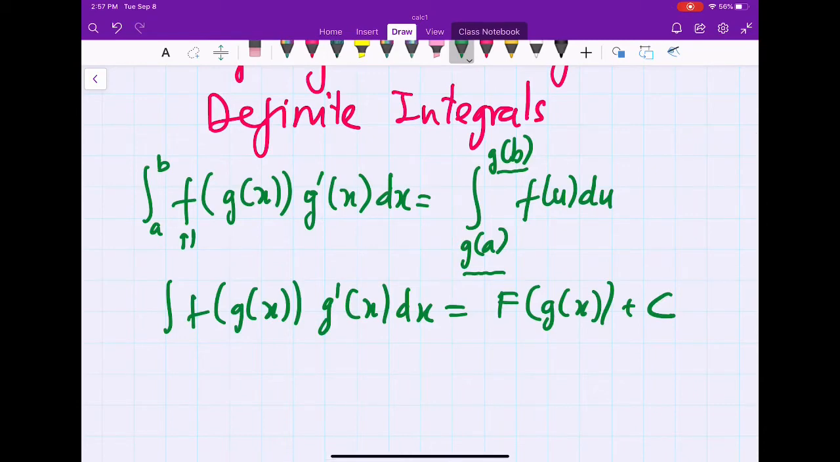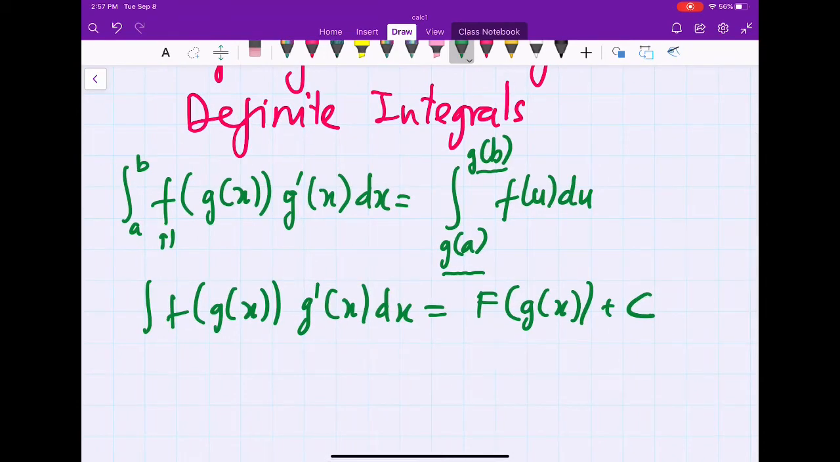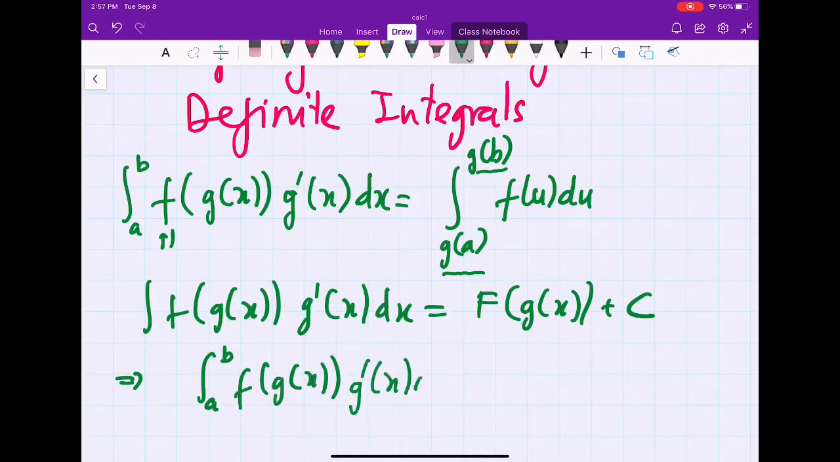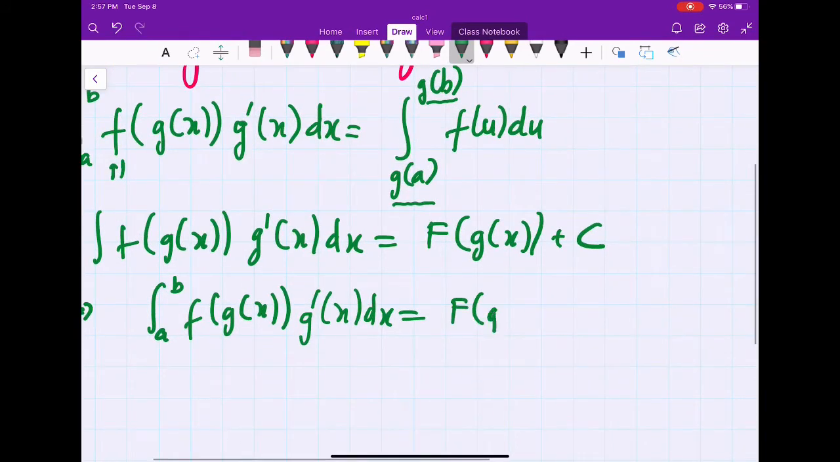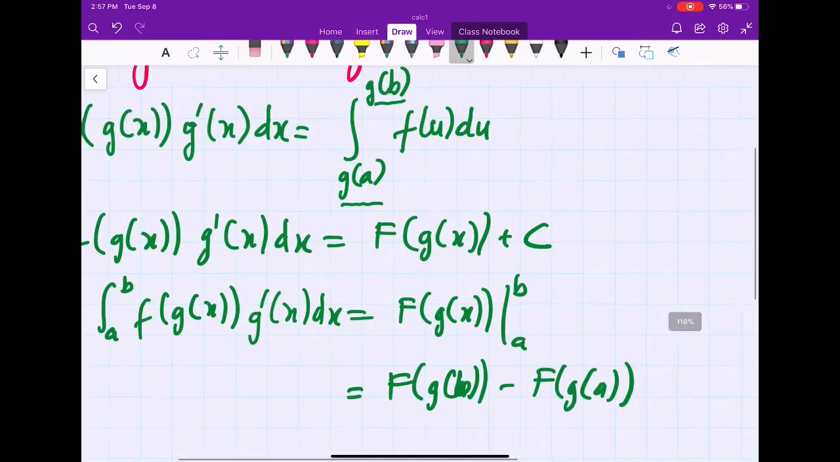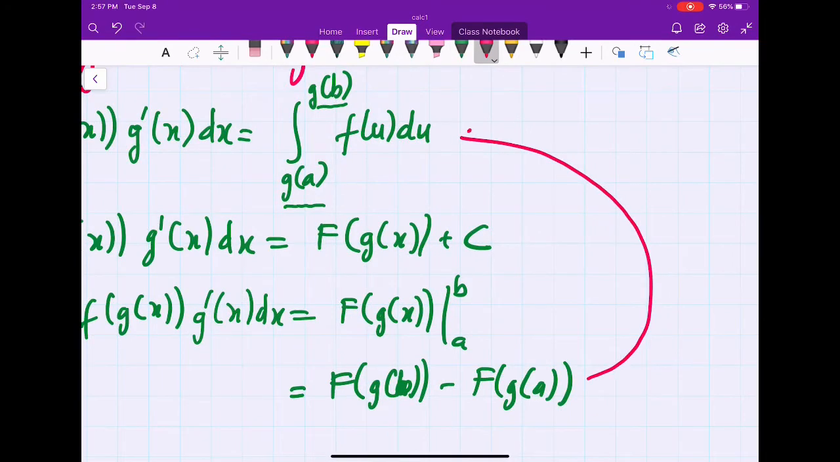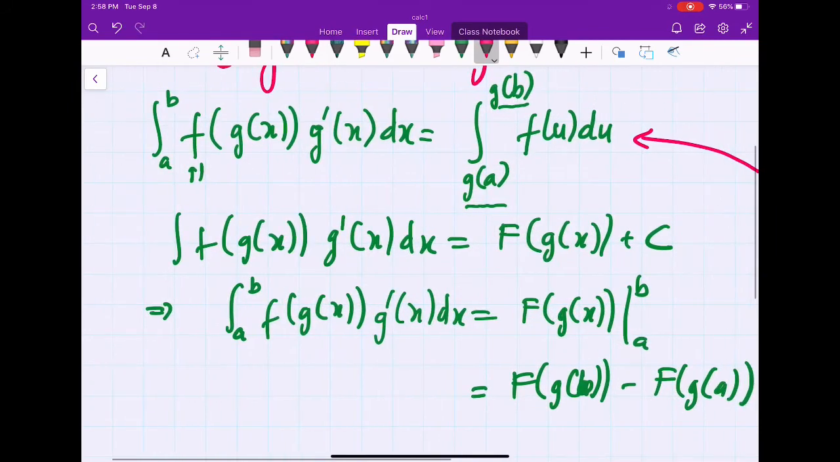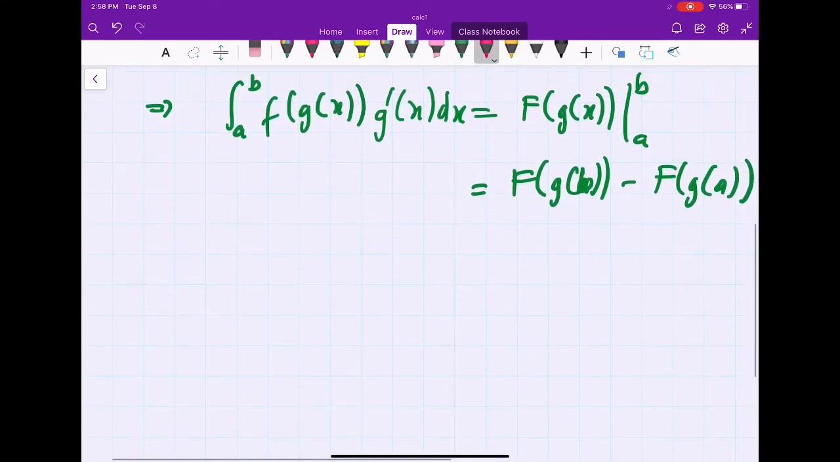And then once you have the integral from a to b, you may apply the limits a and b. From here you get the integral from a to b of f of g(x) g prime(x) dx equal to F of g(x) evaluated from a to b. Does that make sense? So that is equal to F of g(b) minus F of g(a), right? And of course this is nothing but the integral from g(a) to g(b) of f(u) du. Does that make sense? Alright, so in this video I will show you two approaches to solve definite integrals.